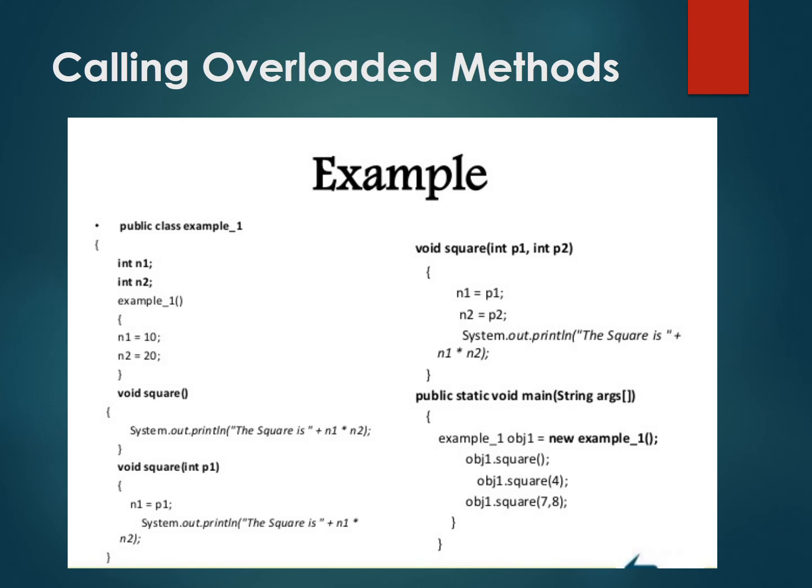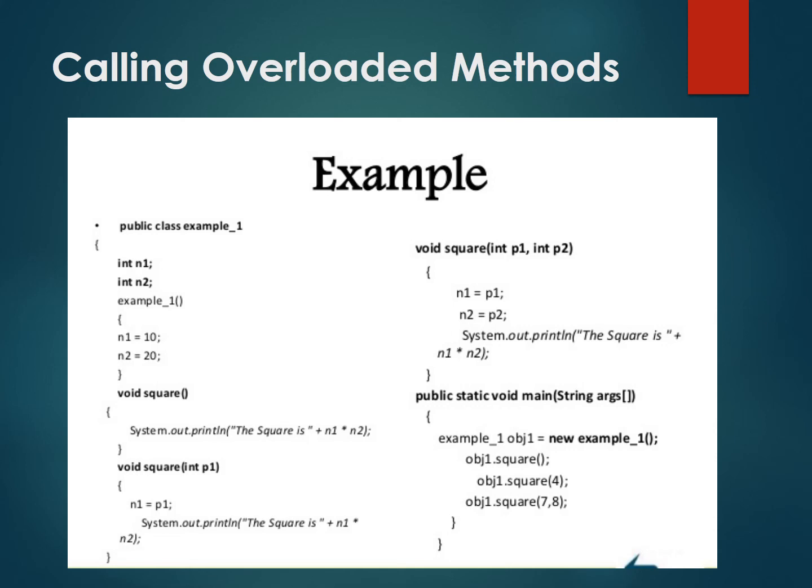Next, we are making a call to the square method which does not have any parameter list, means empty parameters, with the help of obj1, that is obj1.square(), because in this method calling statement, it does not have any actual parameter, so the mapping of this function call will be made to the first square method that is not having any argument list, and the value of n1 and n2 will be printed as the product, that is 200.